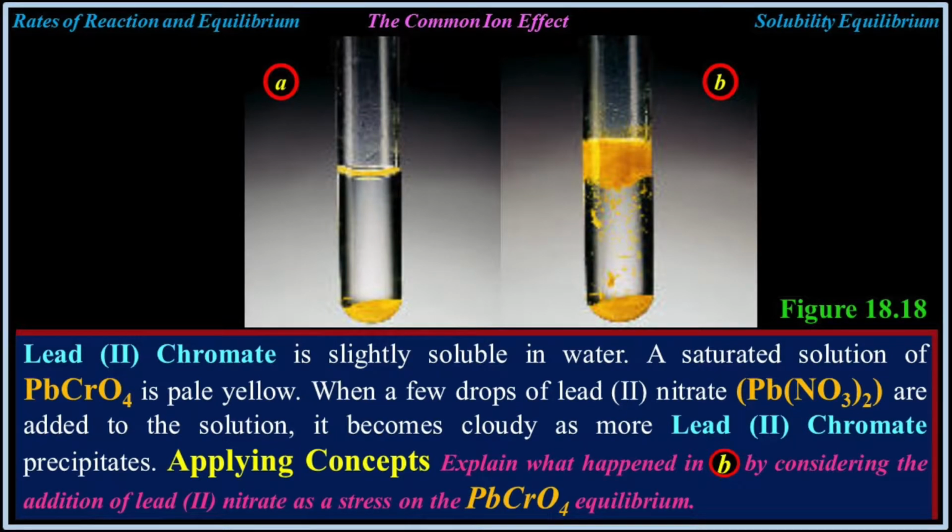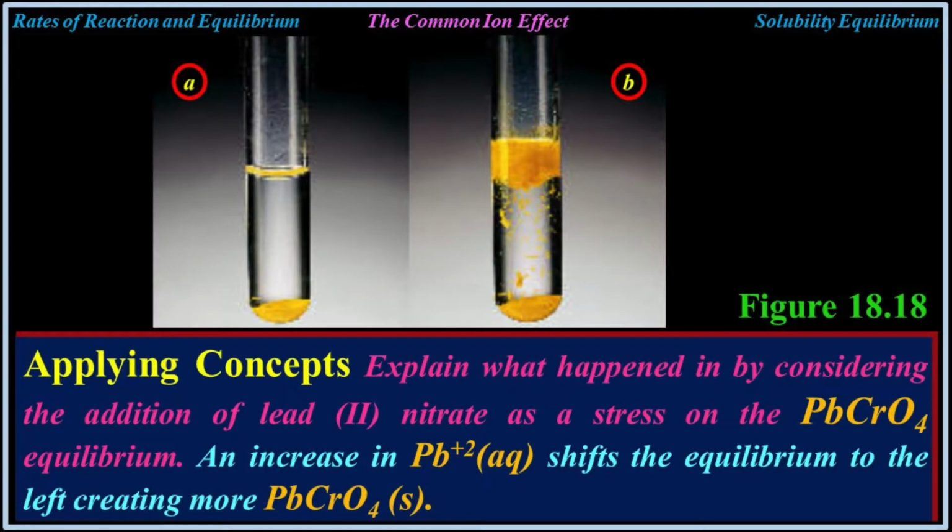Lead-2 chromate is slightly soluble in water. A saturated solution of lead-2 chromate is pale yellow. When a few drops of lead-2 nitrate are added to the solution, it becomes cloudy as more lead-2 chromate precipitates. Applying concepts. Explain what happened in B by considering the addition of lead-2 nitrate as a stress on the lead-2 chromate equilibrium. An increase in lead-2 shifts the equilibrium to the left, creating more lead-2 chromate solid.